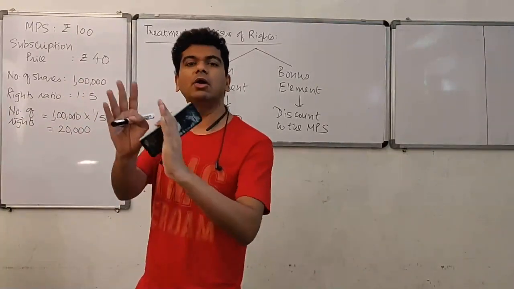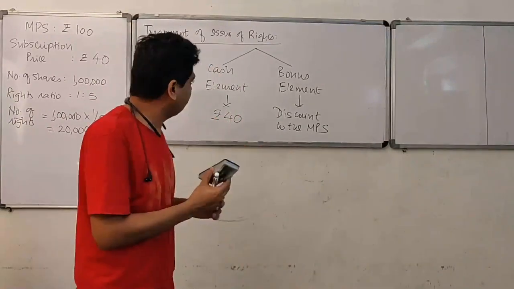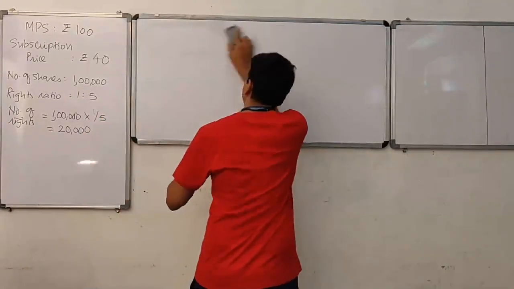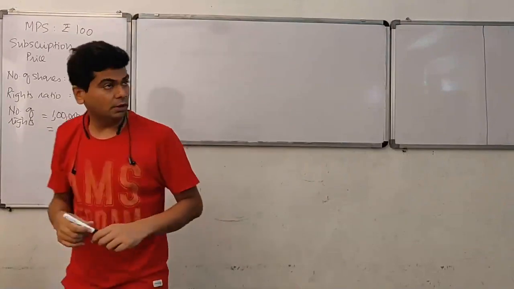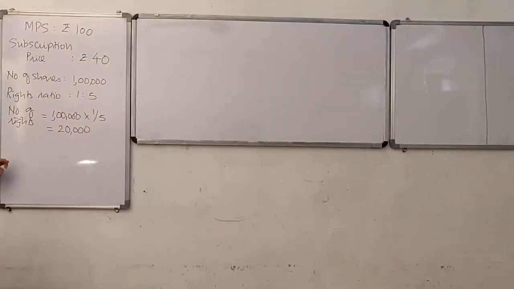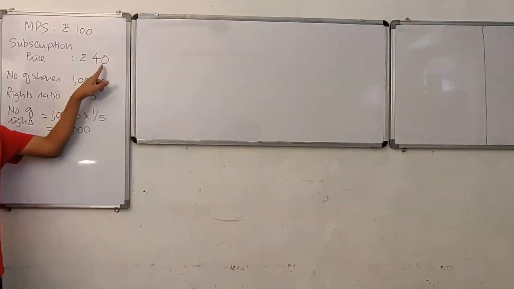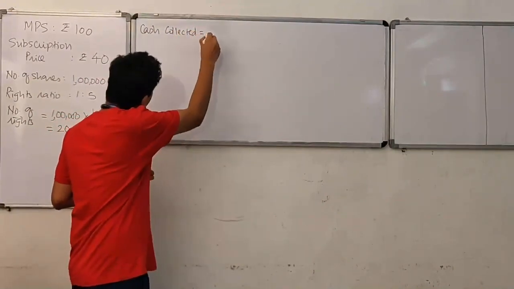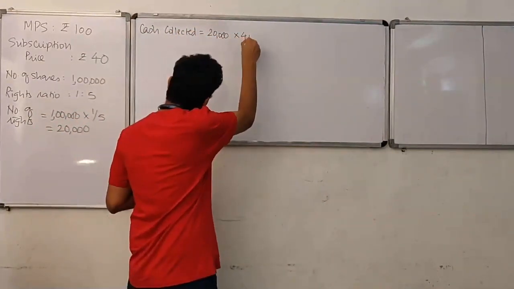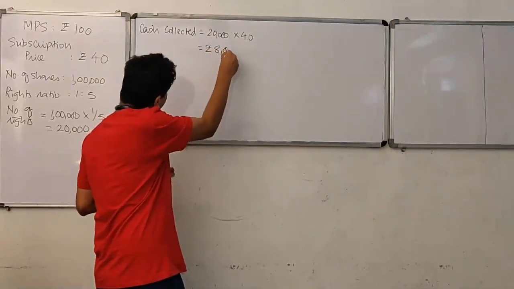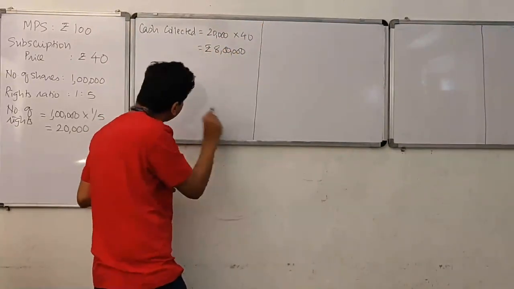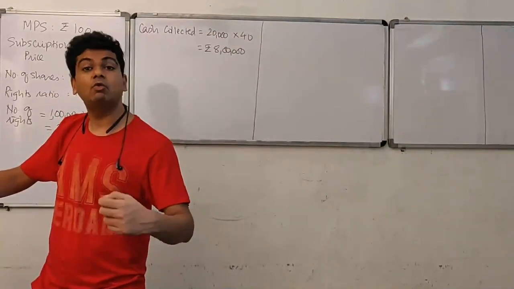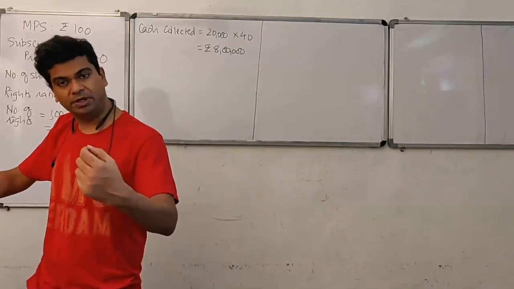And per right we are going to charge rupees 40. So that will give us the cash collected. I basically want to work out the cash element and the bonus element. As we know, we are going to issue 20,000 rights at a price of 40. So the cash collected is going to be 20,000 shares at 40, so I will collect 8 lakhs of rupees. Once you have done this, we should now find out what will be the post-rights fair value per share.